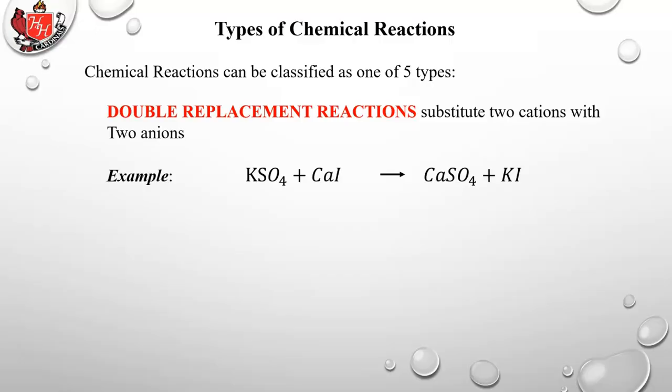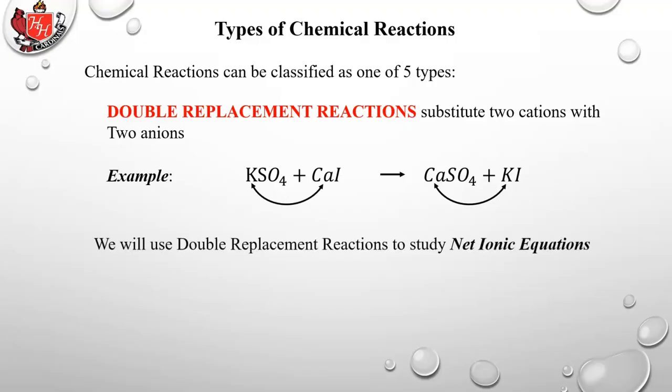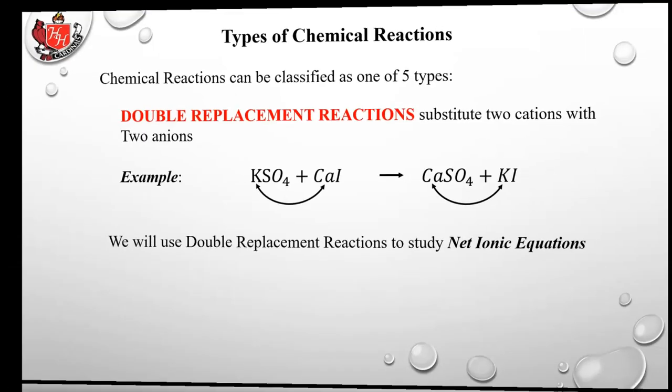A double replacement reaction substitutes 2 cations with 2 anions. So it's simply the K, which is the cation, the metal, and the Ca, which is the metal in the other, switch places. So now the Ca comes over to join the SO4, and the K goes over to join the I. That's called a double replacement reaction. We will use double replacement reactions to study net ionic equations in the next week or so.